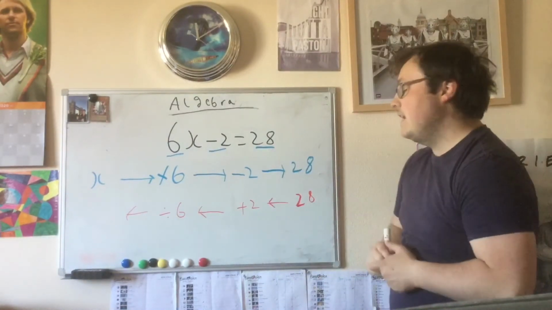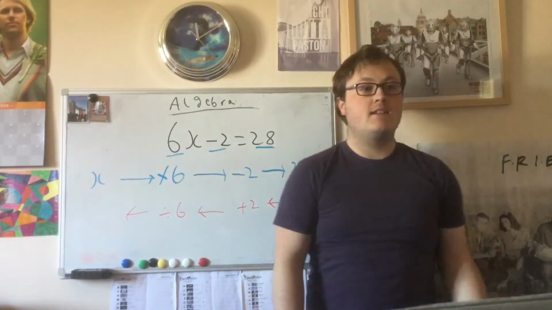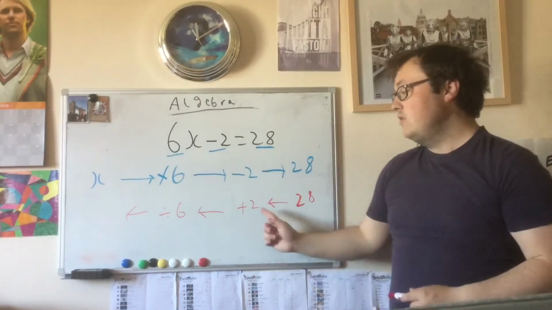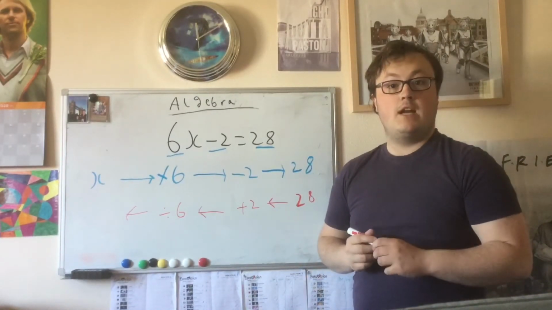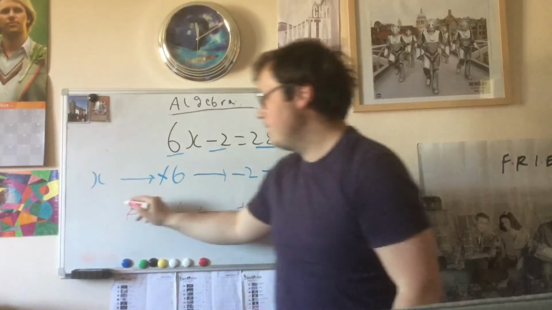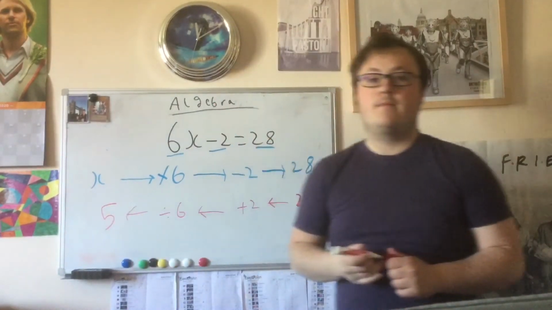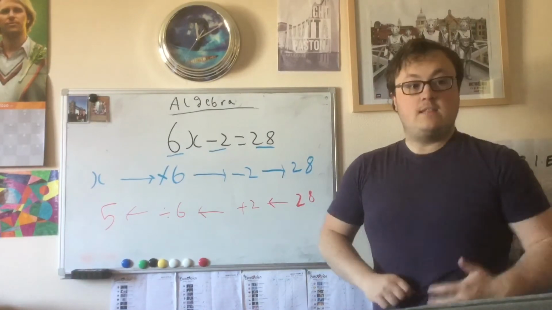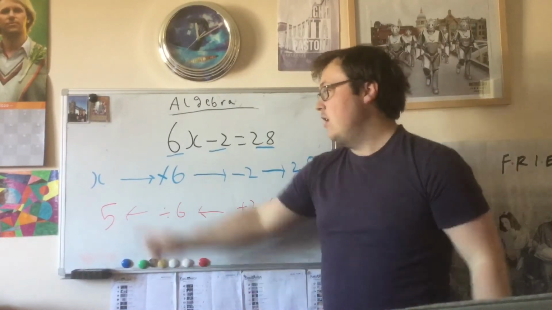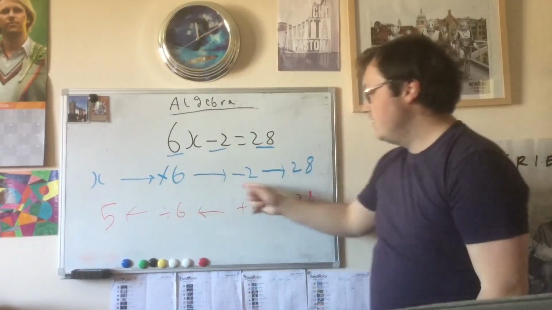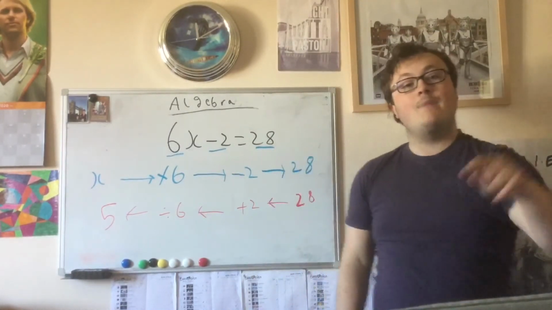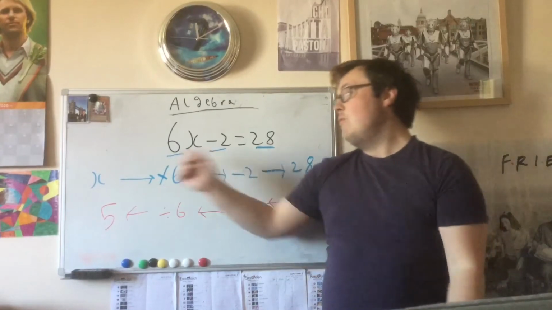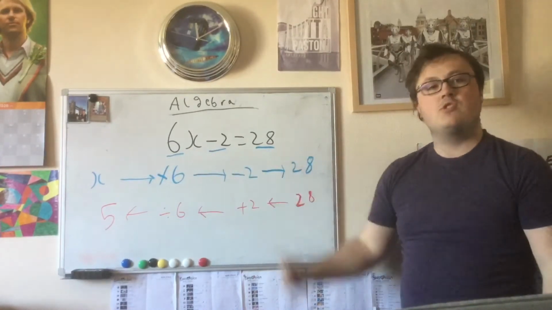So, what is 28 add 2? That will get us 30. What's 30 divided by 6? 30 divided by 6 will be 5. And x is 5. But we still need to check it. What's 5 times 6? 30. 30 minus 2, 28. Yep, it's definitely 5. Absolutely fantastic. And that's how we can use the flowchart in algebra problems.